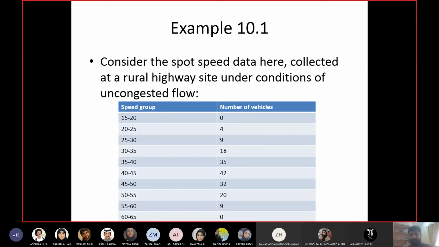Now let us look at this example. This example is from the book, and it's not an example, it's a problem. And in this problem, you will see, we will revise all the calculations which we have done for the spot speed data. So it's like a revision. And don't worry, we will have a tutorial on Thursday as well to refresh your concepts.